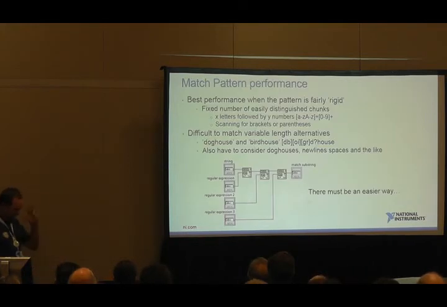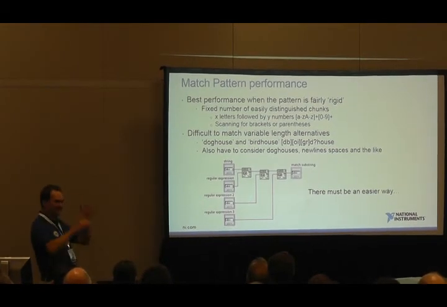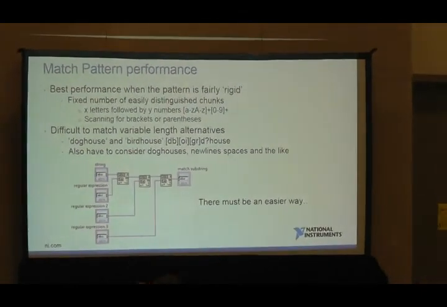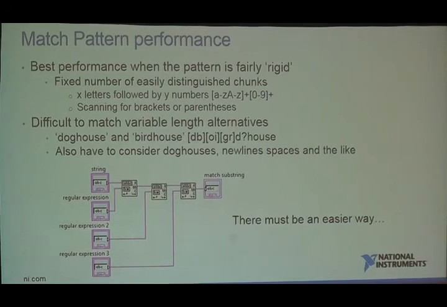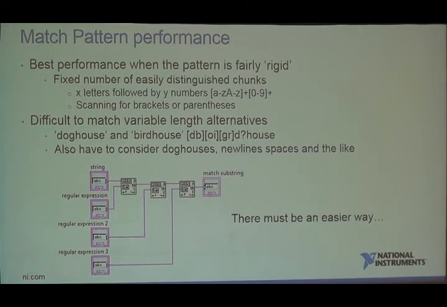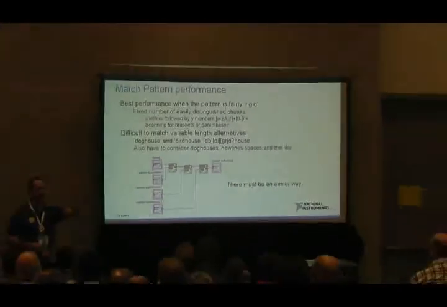But when you start to run into trouble, that's when you sort of move away from its butter zone. And the butter zone of match pattern is when you have a fixed number of very easily distinguishable chunks. If you have a bunch of letters followed by numbers, it works well. If, say, you're looking for something that's just simply enclosed in brackets, this can be very fast, very performant. But eventually, you're going to start to want to match things that have differing lengths. And the way match pattern works, as I mentioned, is it marches along your regular expression character by character.